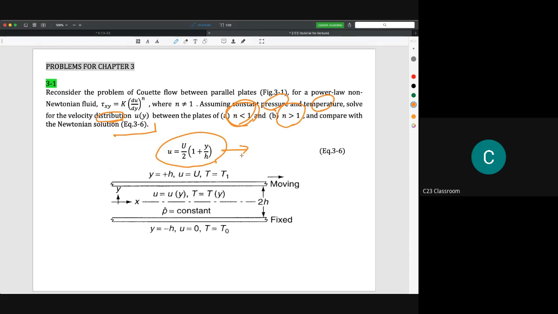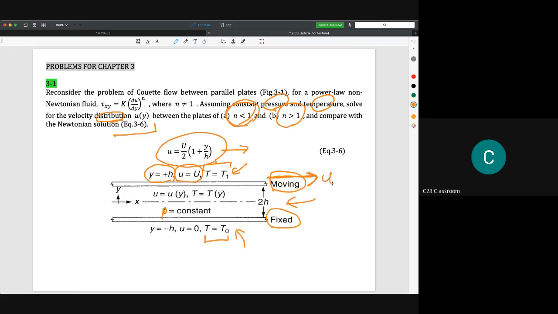Okay, let's say we have a situation like this one. We have a fixed plate, and we have a moving plate on the top. The pressure is constant, and it gives you the boundary conditions here. We neglect the data for the temperature here. So let's say at y equal to plus h, the velocity is equal to capital U, meaning capital U here is the velocity of the moving plate.